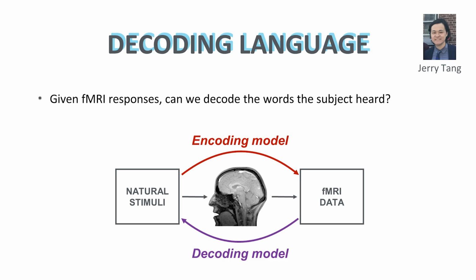So given this, let's try to do something else. Let's try to do the reverse of this process that I just talked about. All right? So the models I described to you a moment ago, we call those encoding models. They go from the stimulus and they predict what the brain response is going to be. Can we go the other way around? Can we take the brain response and predict what the stimulus was? This is a decoding model. This is all going to be work done by my former grad student, now postdoc, Jerry Tang, who is just fabulous at this kind of thing.